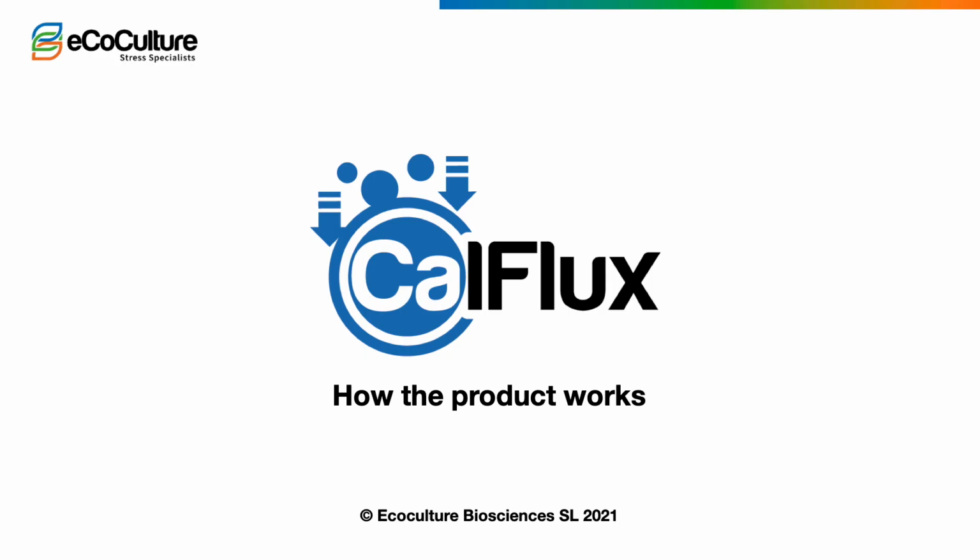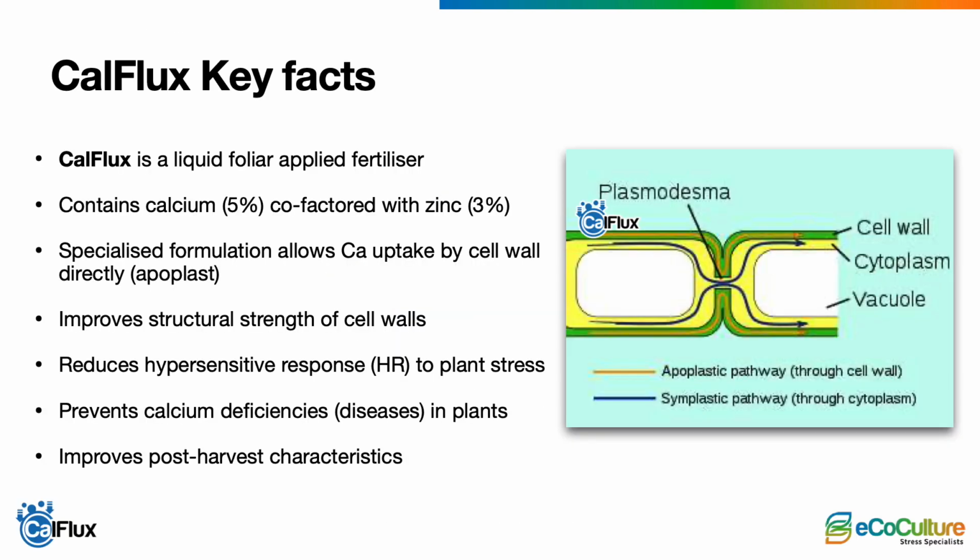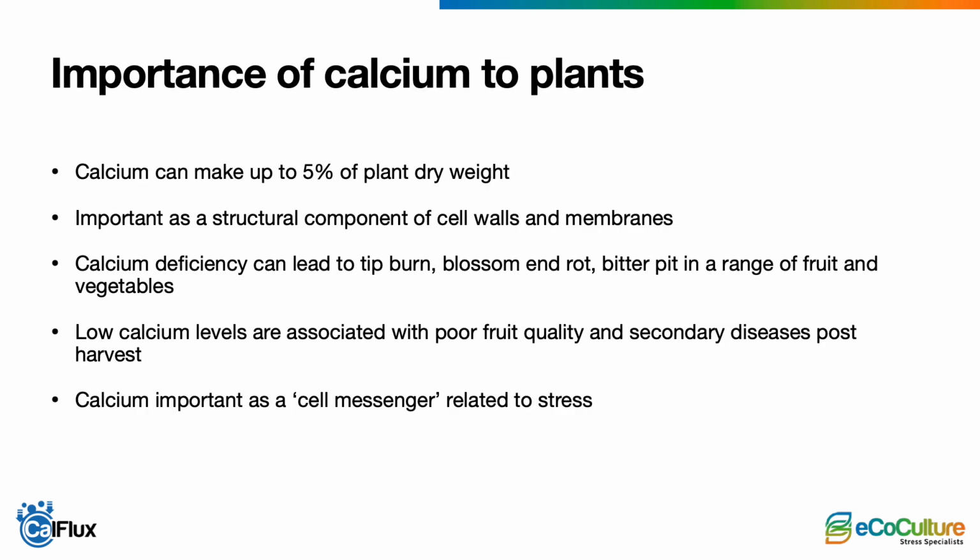Calflux, how the product works. Calflux key facts. Calflux is a liquid foliar-applied fertilizer that contains calcium, 5%, co-factored with zinc, 3%. Its specialized formulation allows calcium uptake by the cell wall directly, improves structural strength of cell walls, reduces hypersensitive response to plant stress, prevents calcium deficiencies and diseases in plants, and improves post-harvest characteristics.